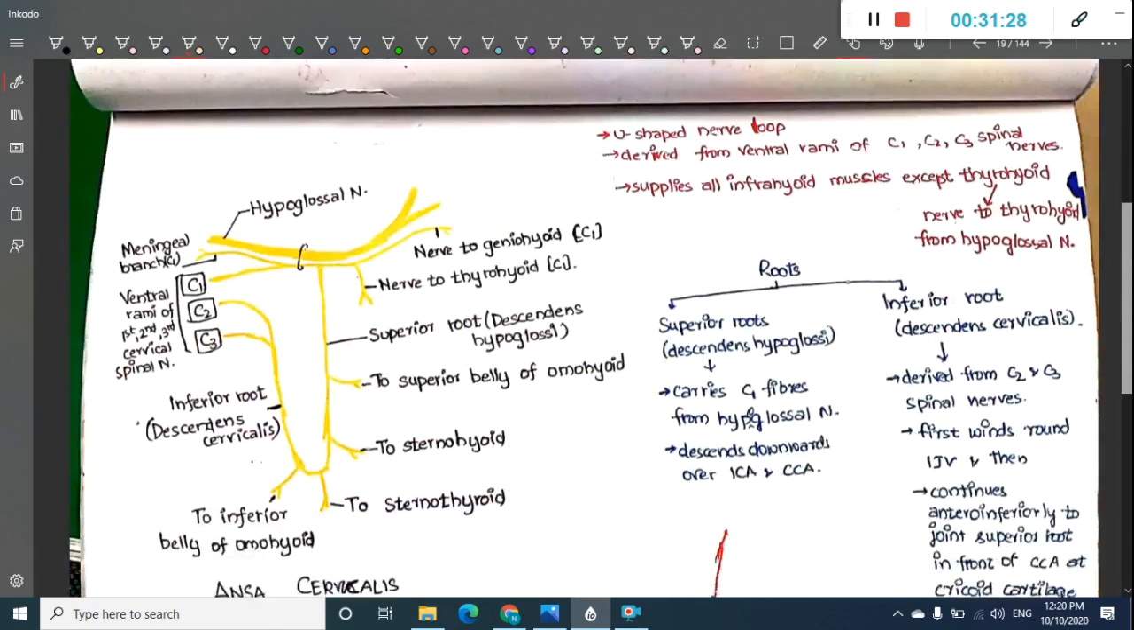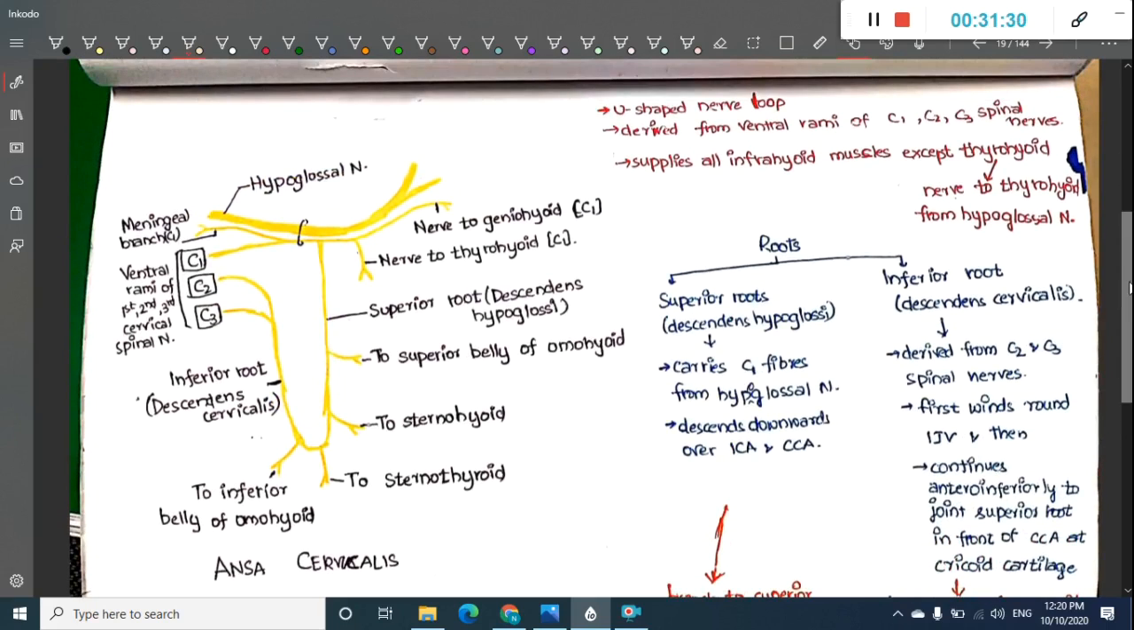If you see the next, here we have something called the ansa cervicalis, which is important here. So what is this ansa? This U-shaped structure is called the ansa cervicalis. If you see, this ansa cervicalis is mainly formed from two things. One from this root, second from this root. This is called the superior root, this is called the inferior root. So the ansa cervicalis is mainly formed from the superior root and the inferior root.